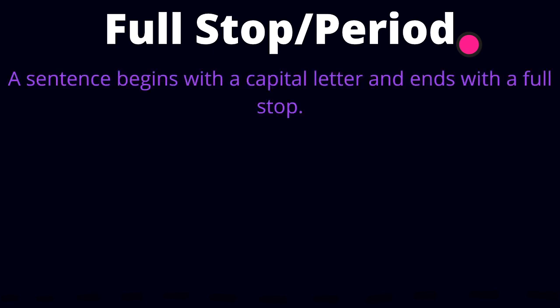We'll discuss each one of them in detail. Full stop. It's also called a period. That is the symbol of a period: a dot. A sentence begins with a capital letter and ends with a full stop. This is a rule to write a sentence in English. A sentence always begins with a capital letter and ends with a full stop.